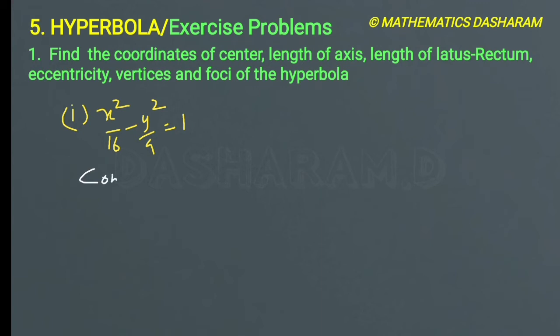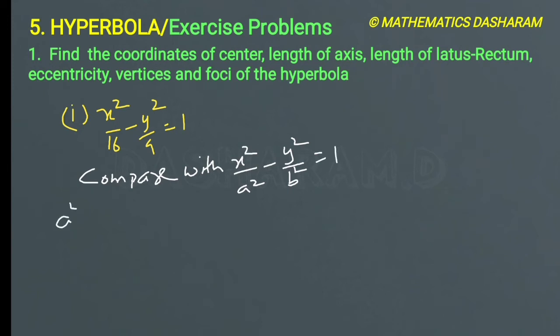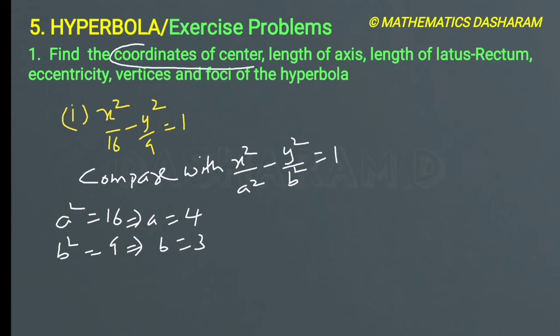So first compare with the standard form of a hyperbola, that is x square by a square minus y square divided by b square equals 1. So here a square equals 16, then a equals 4, b square equals 9, then b equals 3. Then the first answer is the coordinates of the center. So the coordinates of the center is 0, 0.